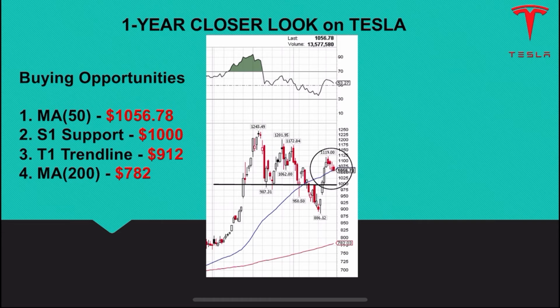So at the moment, I've got my eye on the buying opportunities at MA50 and S1 support. If it goes down to 1000, I'm going to try and buy more than I usually do. At MA50, I'm also going to buy more than I usually do. And at S1 support, I'm going to buy even more if I have the money.